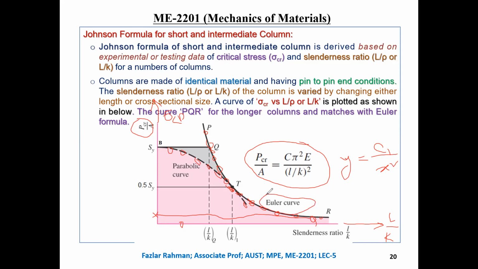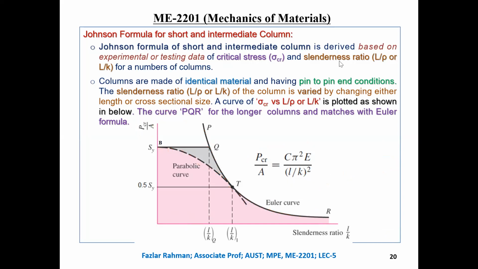Then he found that if L by rho becomes low, then some columns come like that, all the points. And you see line BT is also parabolic. He figured that out, but he didn't know the equation. So we need to figure out the equation of line BT. We already know the Euler equation formula, but the equation for line BT we don't know. So how can we figure out this line?